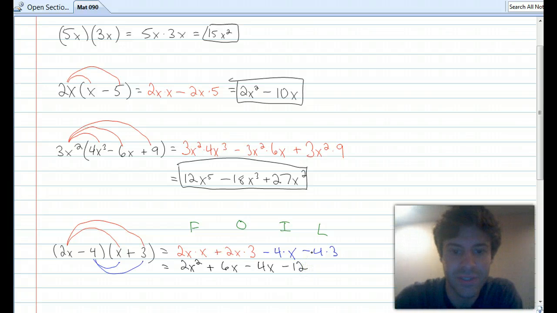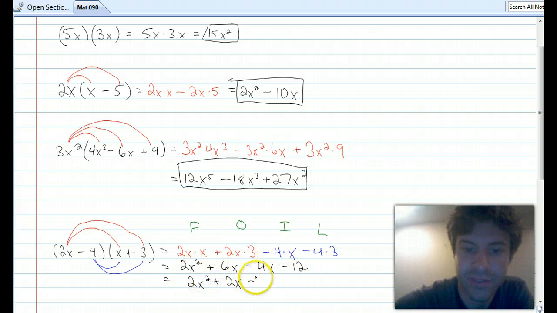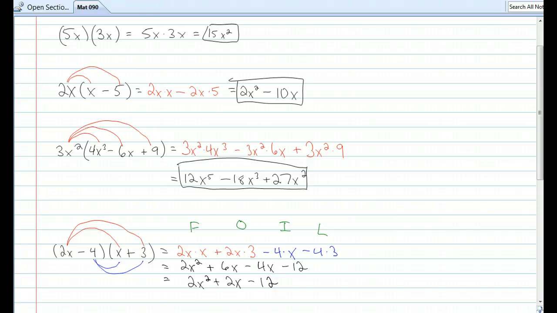Now what you'll notice here is we have two like terms. We have two terms where the variable and the exponent are the same. That's x to the first power. So we can combine those two like terms together. If we do that, we're going to end up with 6x plus 4x is 10x here. And then we can copy down the other terms. That's 2x squared plus 2x minus 12.